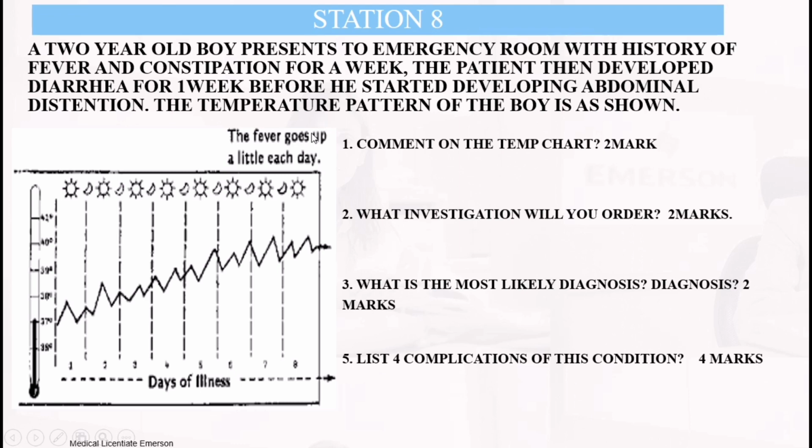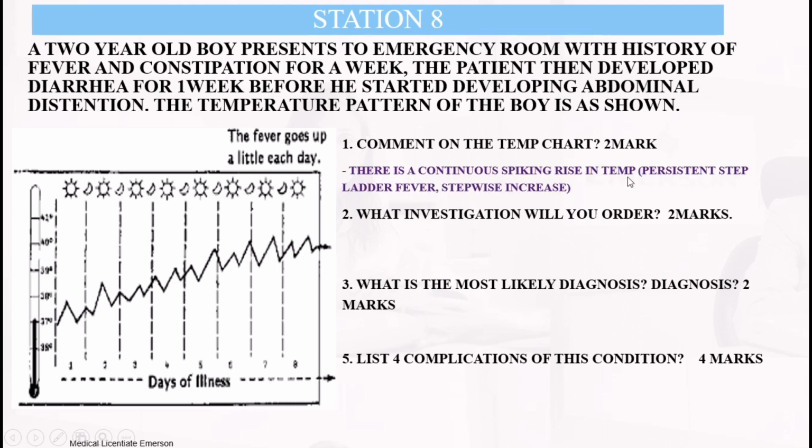So comment on the temperature chart. There is a continuous rise in temperature, or persistent step ladder fever, or stepwise increase. So you can see it's more like a step ladder. So that's how the fever was increasing.